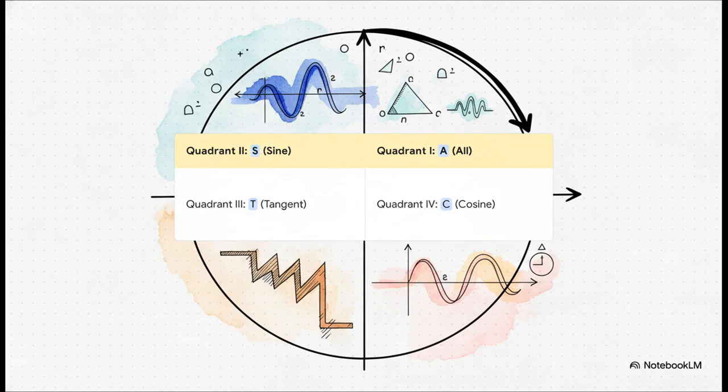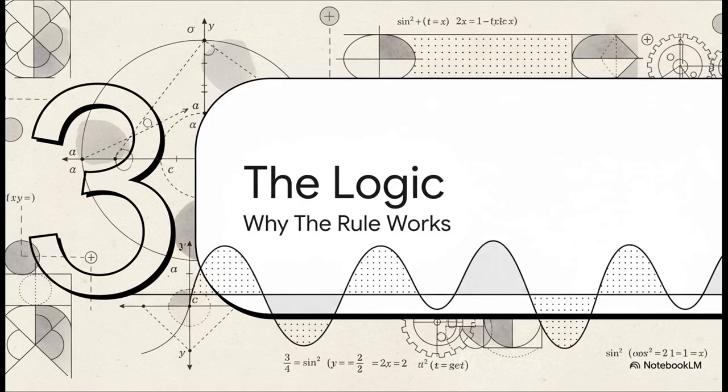Look at how this breaks down. We start in quadrant I and go counterclockwise. The A stands for all, so everything's positive. Then in quadrant 2, the S means only sine is positive. Pop down to quadrant 3, and T tells us only tangent is positive. And finally, in quadrant 4, C means only cosine is positive. And here's the most important part. If a function isn't the one that's supposed to be positive in that quadrant, then it's negative. Simple as that.